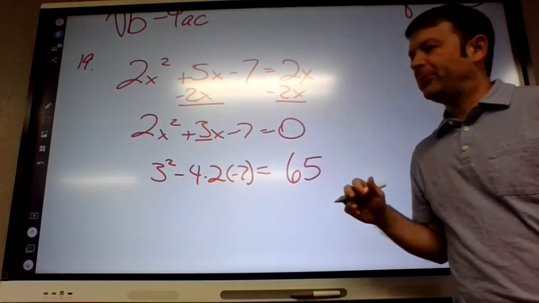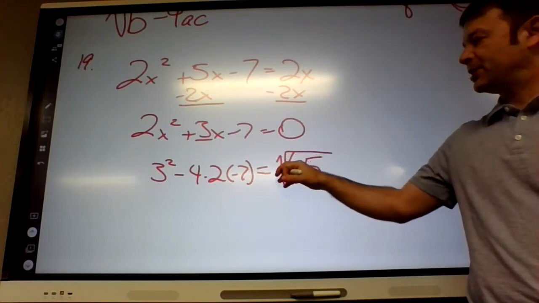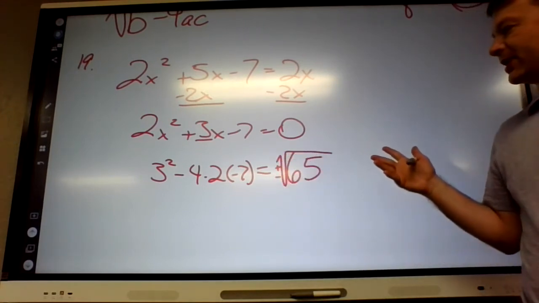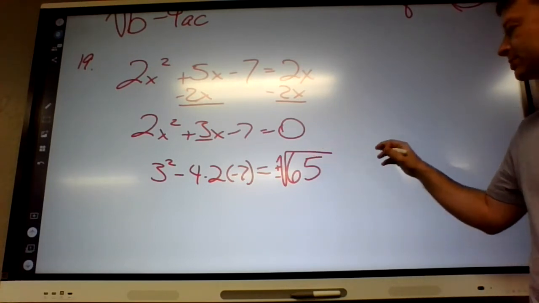Okay, it's positive, does it have a square root? No. That means your answer is gonna be like plus or minus square root of 65. So that's two irrational solutions.